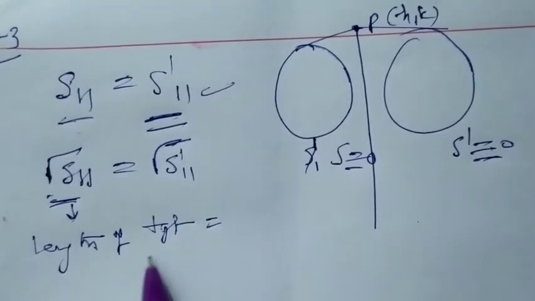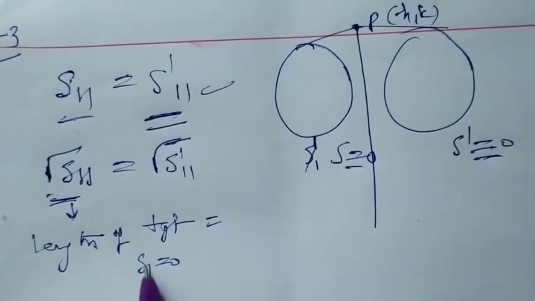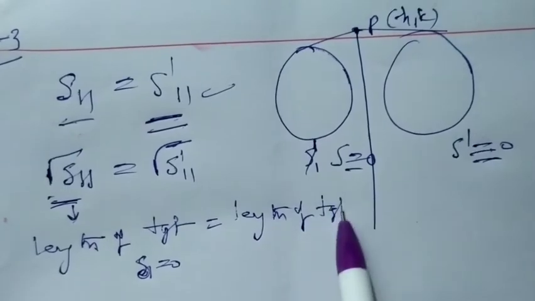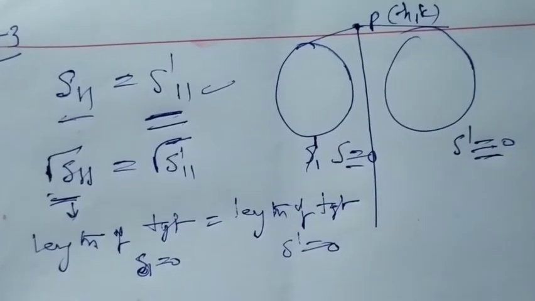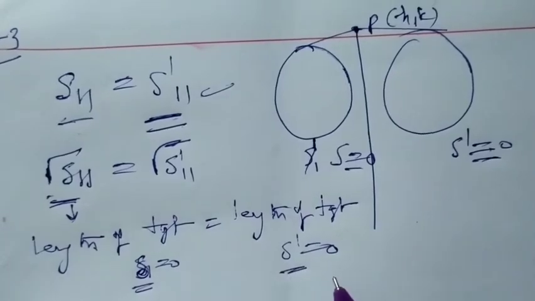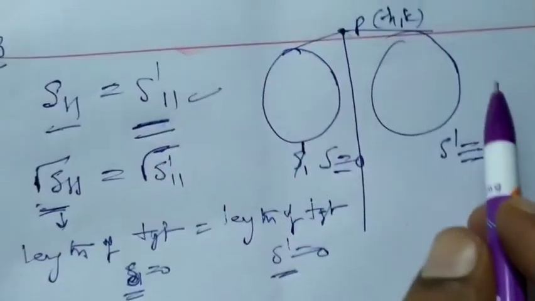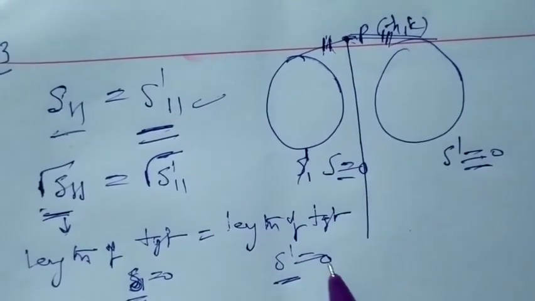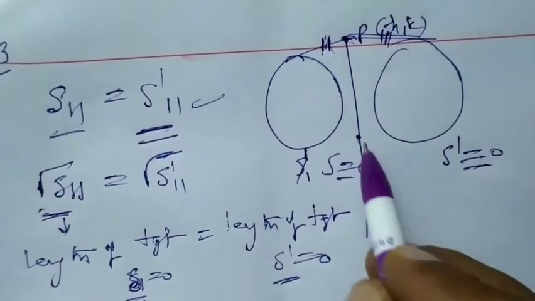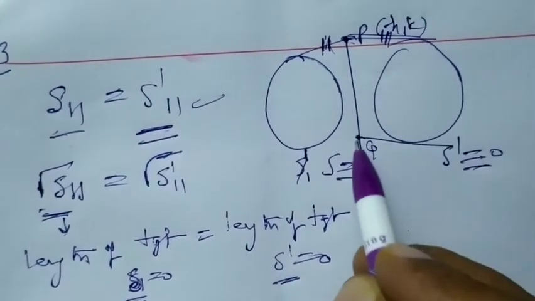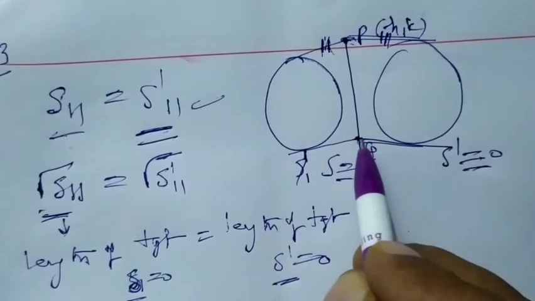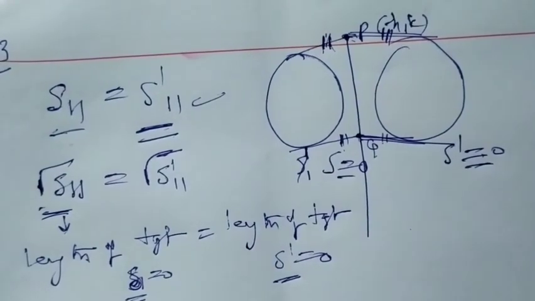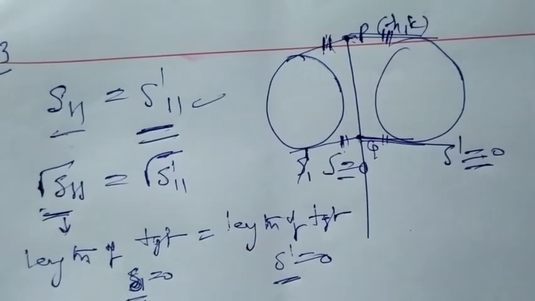Length of tangent for the first circle S = 0 is equal to length of tangent for the second circle S' = 0, where S = 0 is a circle and S' = 0 is a circle. From any point on the radical axis, the lengths of the tangents drawn to the two circles are always equal. Whatever point we take, suppose this point Q on the radical axis, the lengths of the tangents from it to the two circles are equal. The condition is that the radical axis does not intersect either of the two circles.